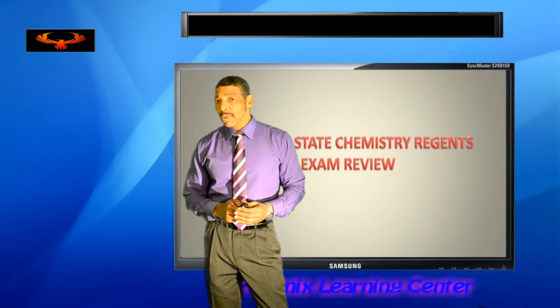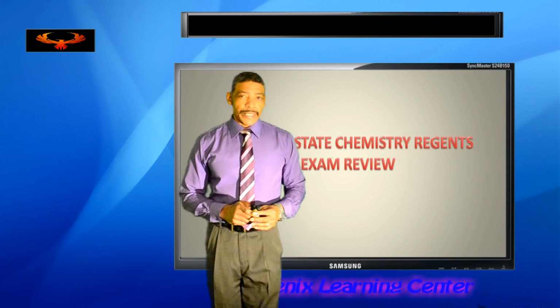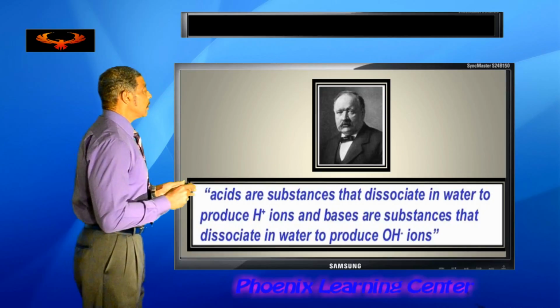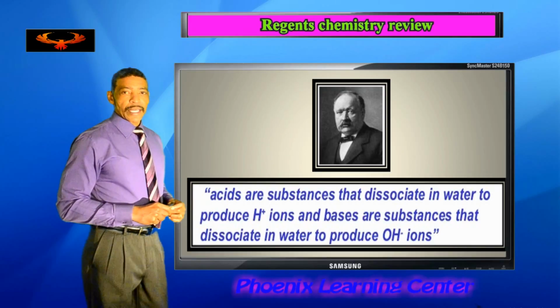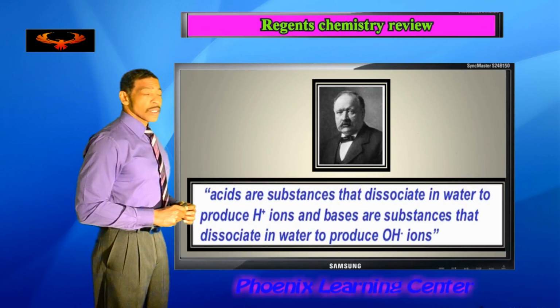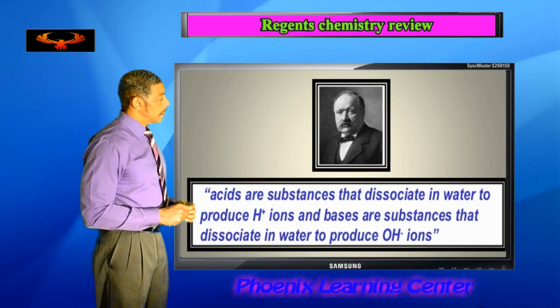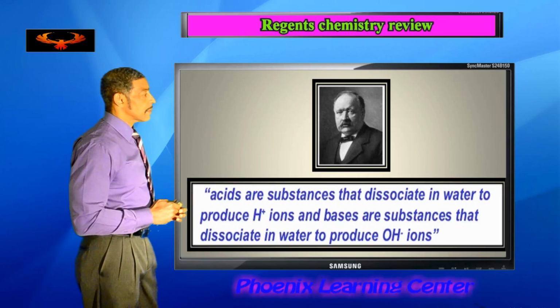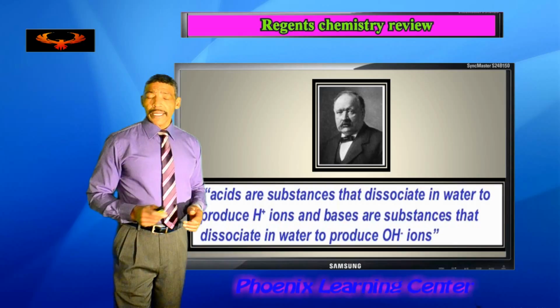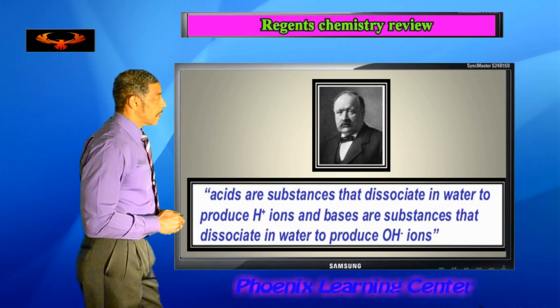During this lesson, I will provide a brief overview of Arrhenius acids and bases. Arrhenius acids are substances that dissociate in water to produce H plus, or hydrogen ions, and Arrhenius bases are substances that dissociate in water to produce OH minus, or hydroxide ions.